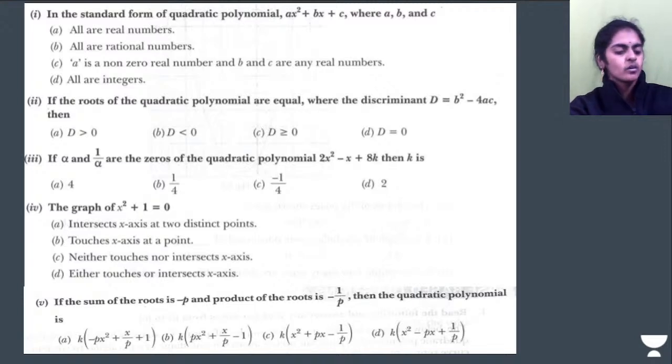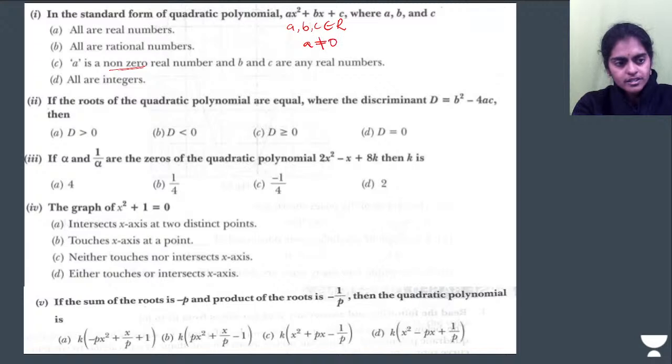Okay. So the correct answer is all are real numbers. All A, B, C are real numbers, but A is not equal to 0. So here you write A, B, C all belong to real numbers, but A cannot be equal to 0. So by looking, option A may appear as the correct answer, but option C is the correct answer. Is it clear?